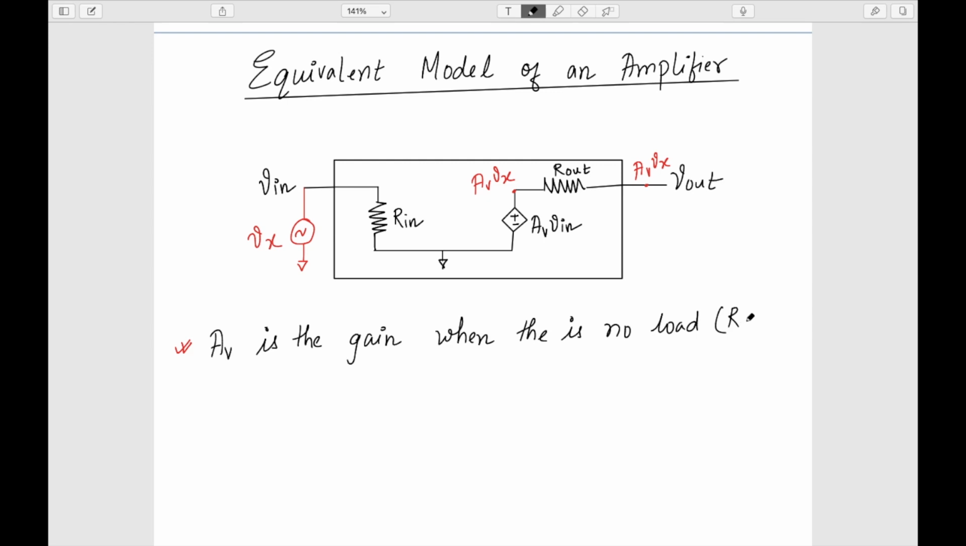Or basically my RL is infinite. Okay, there is no load at the output. Okay, so this is what we have, how we have estimated the AV parameter.